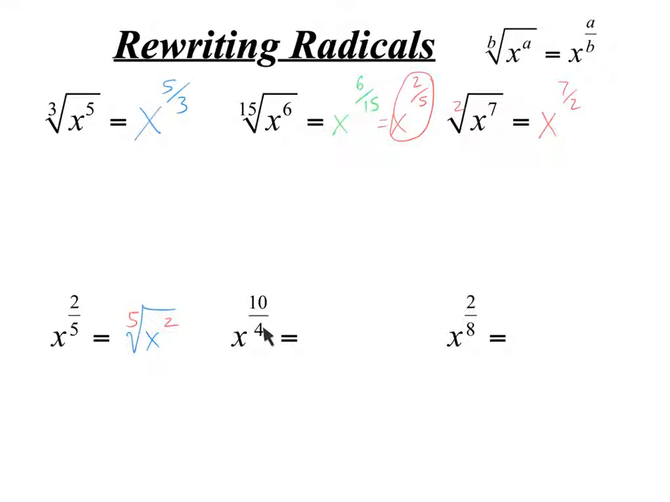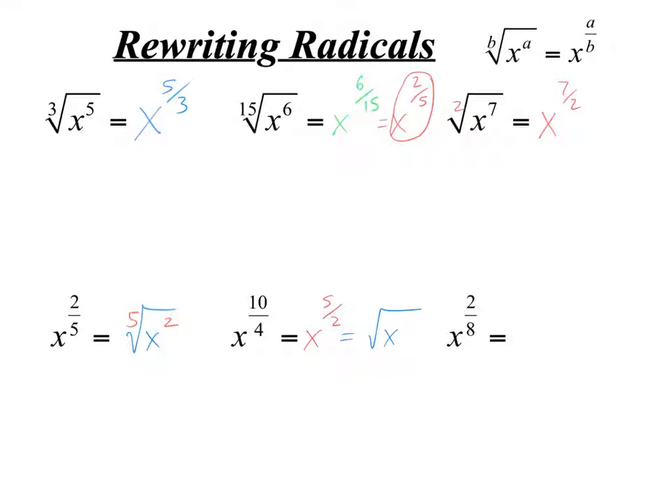Does 10/4 reduce? Yes. I need to reduce that. What goes into both 10 and 4? It looks like 2. So 2 goes into 10, leaves you a 5. And 2 goes into 4, leaves you a 2. Now, can I break that down? Yes. As a radical, let's see what that gives you.